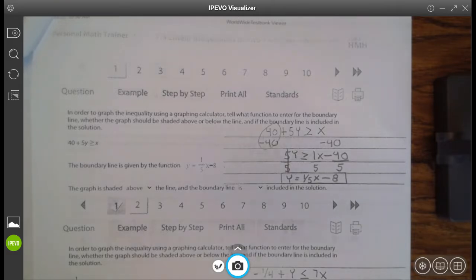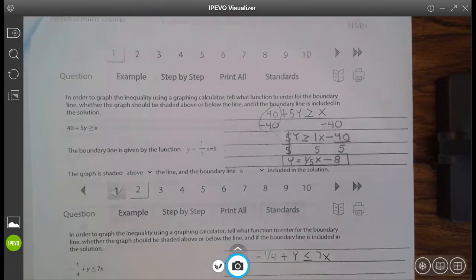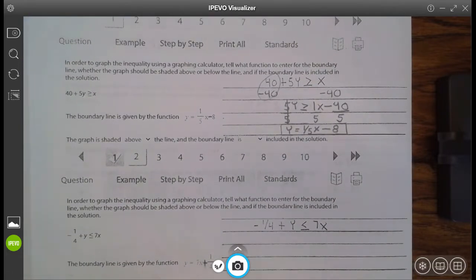All right, let's take a look at the next one. If you give me a few seconds, the sun seems to be making things bright, so I'm going to adjust the lighting real quick, and we'll get started on example 2.